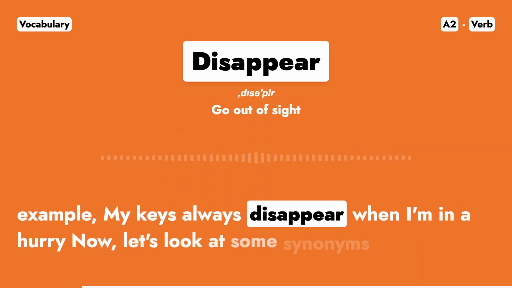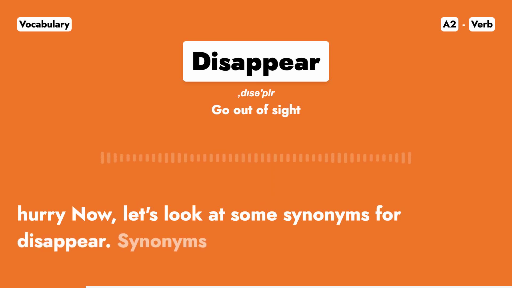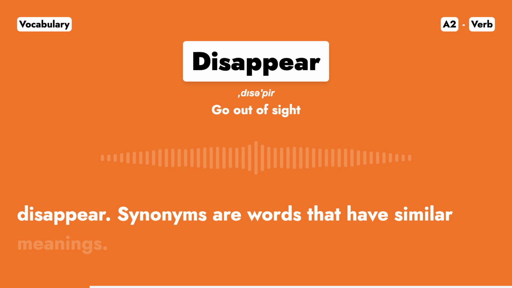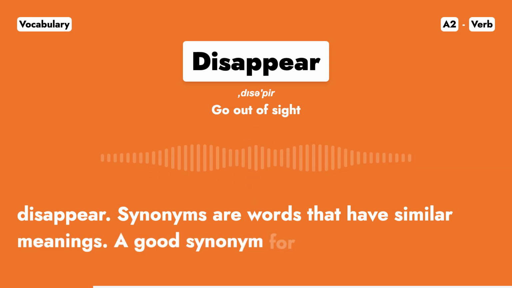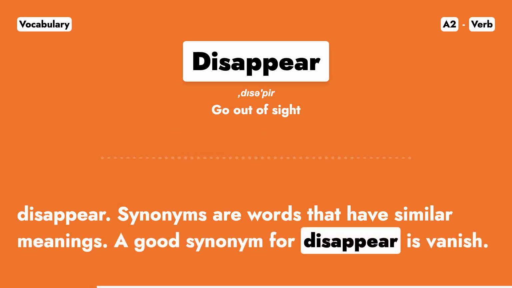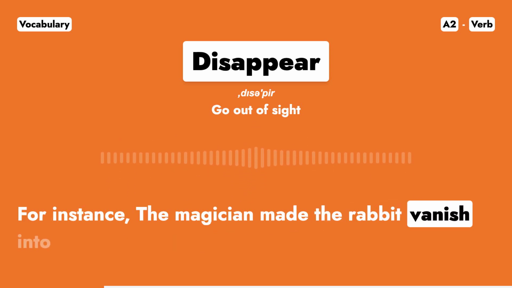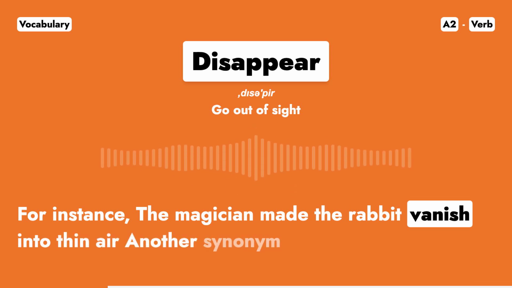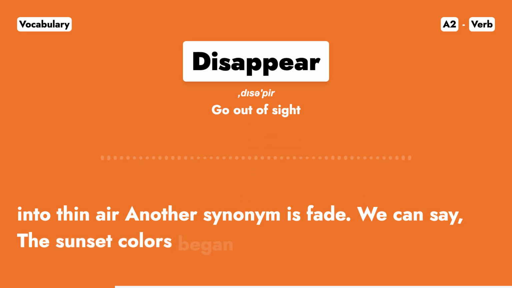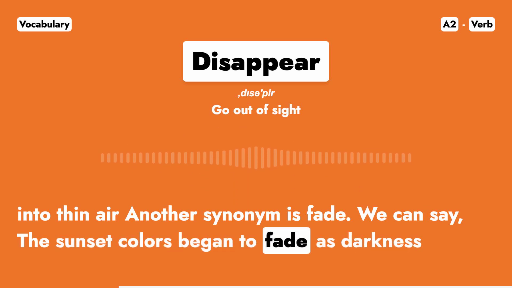Now, let's look at some synonyms for disappear. Synonyms are words that have similar meanings. A good synonym for disappear is vanish. For instance, the magician made the rabbit vanish into thin air. Another synonym is fade. We can say, the sunset colors began to fade as darkness fell.